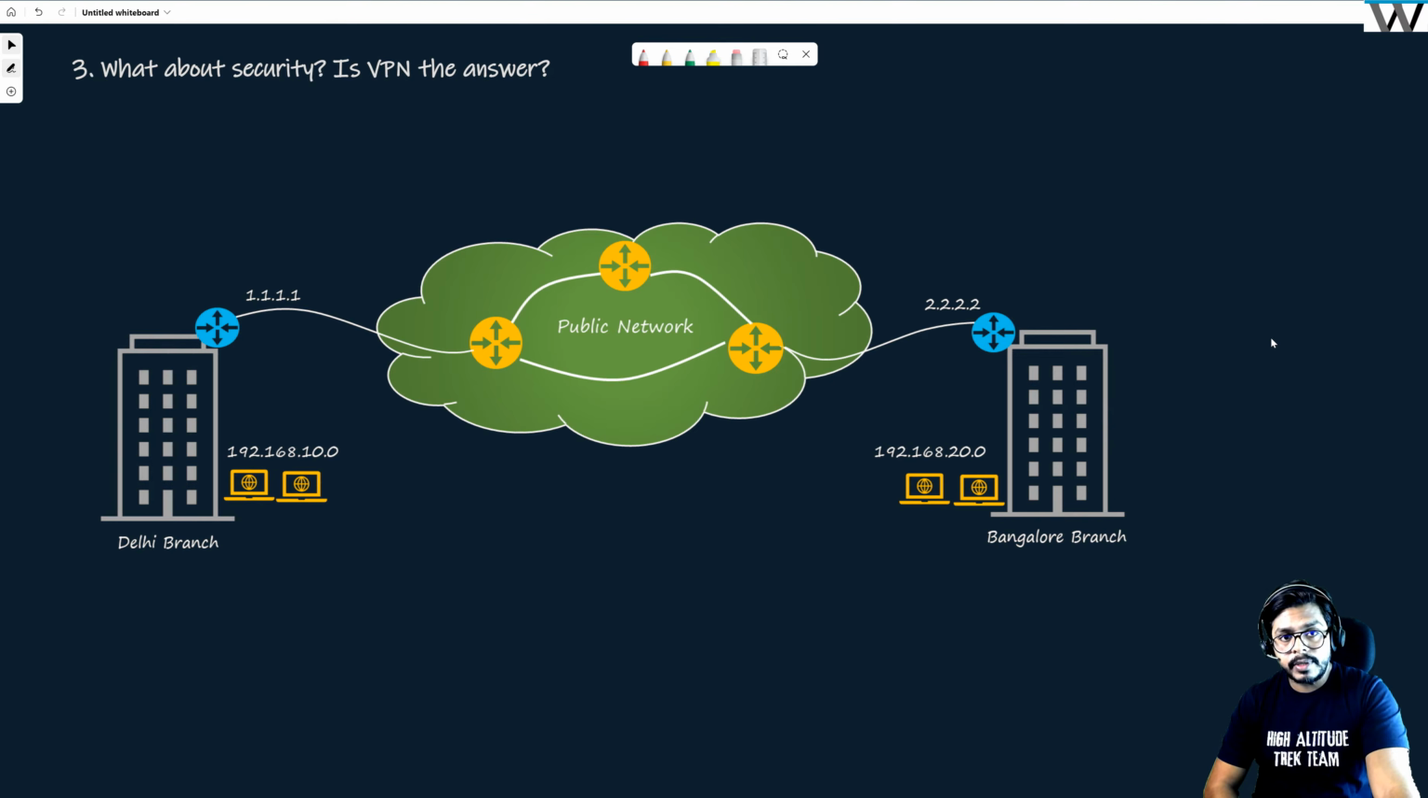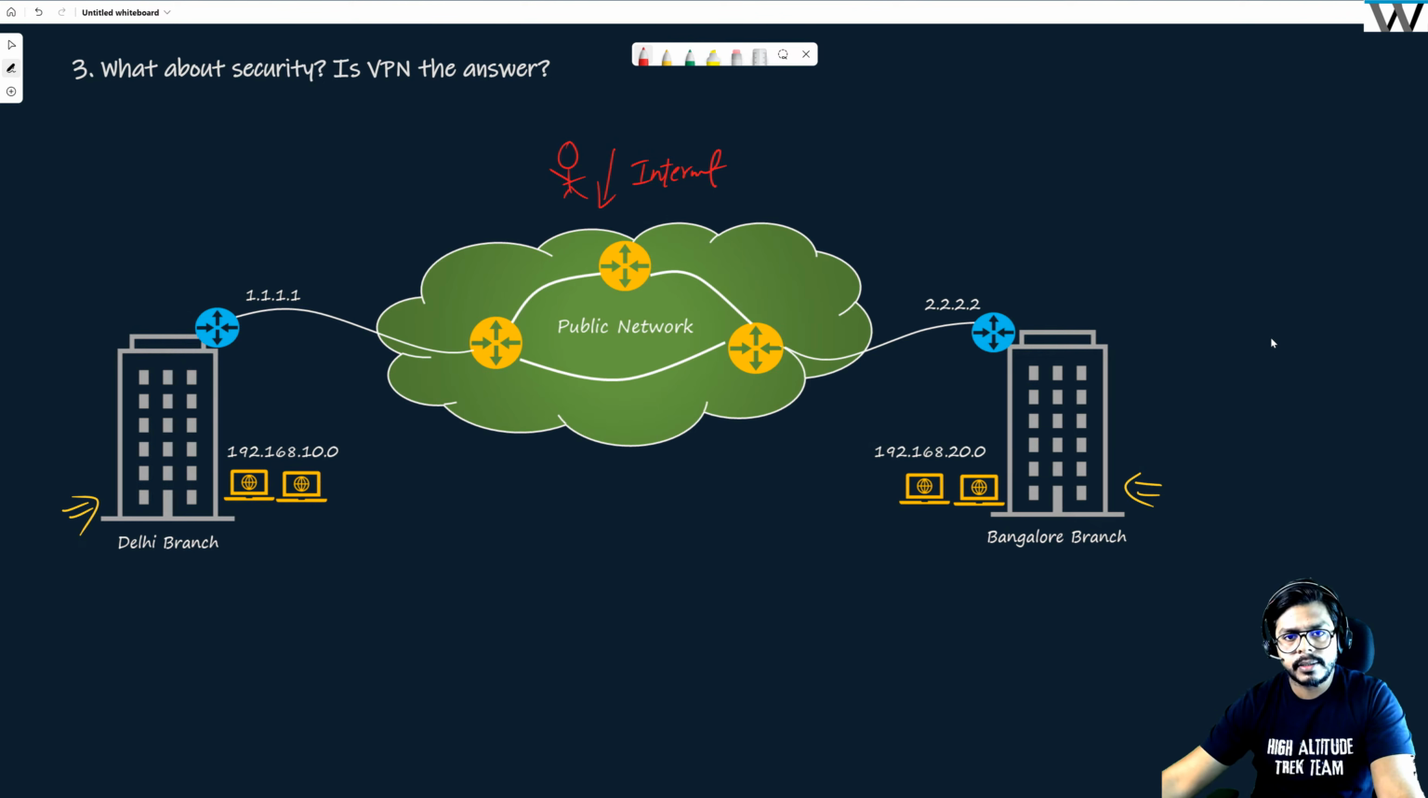Let's see whatever we have learned today. Can we solve this problem? We have two branches, right? We have one Delhi branch right here, and we have a branch at Bangalore. Now what I want to do is connect these two branches, and the connectivity I have taken is the public internet. This is my public network, which is the internet, right? And the problem here is that we have a lot of intruders.